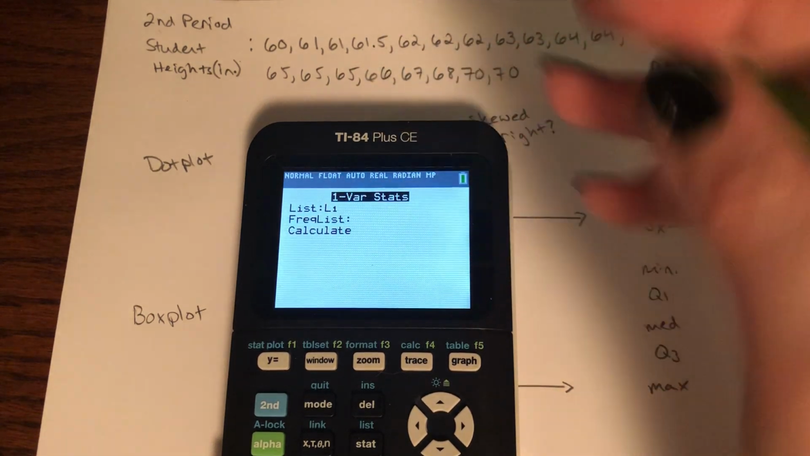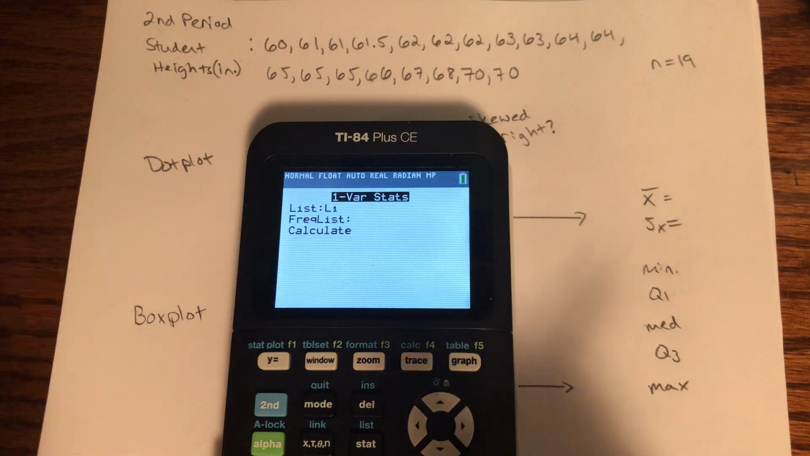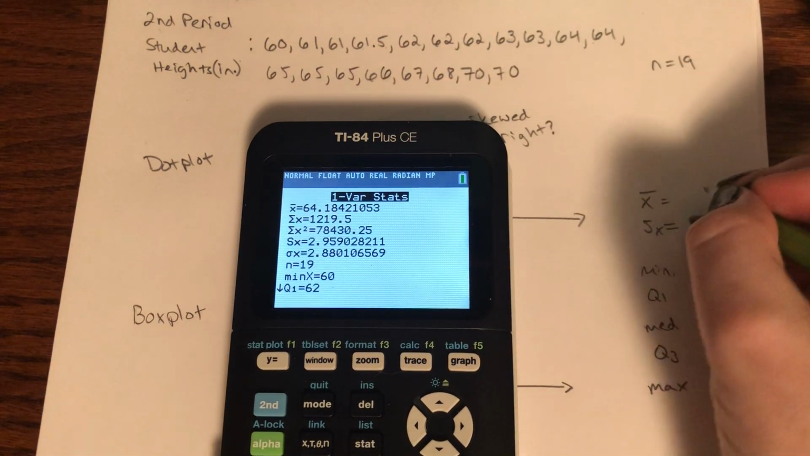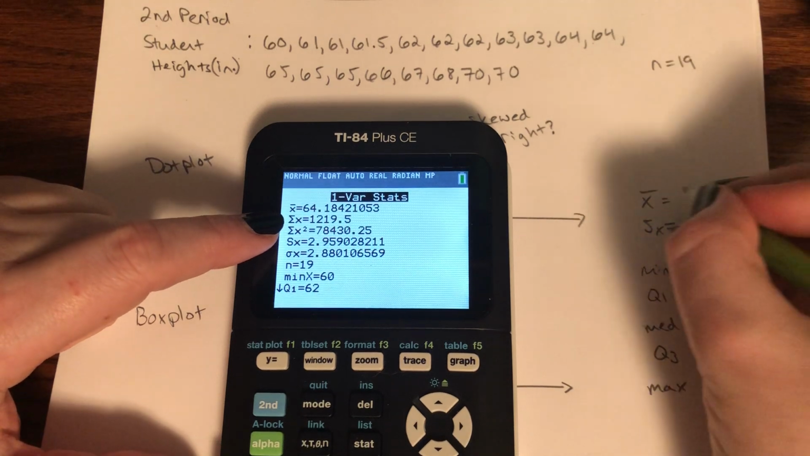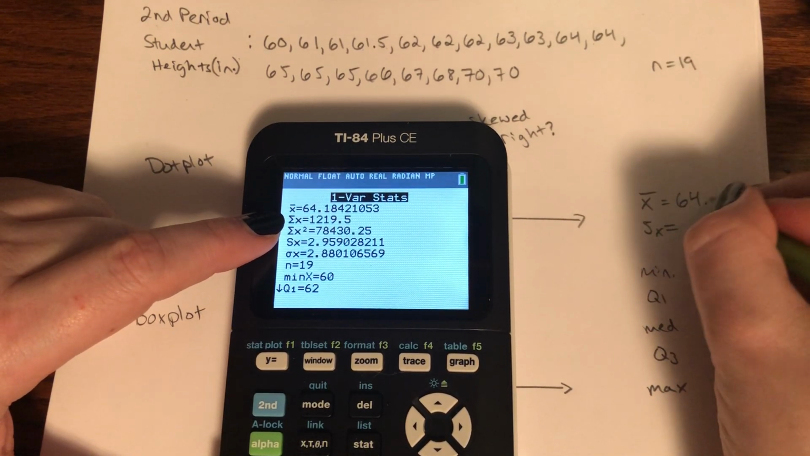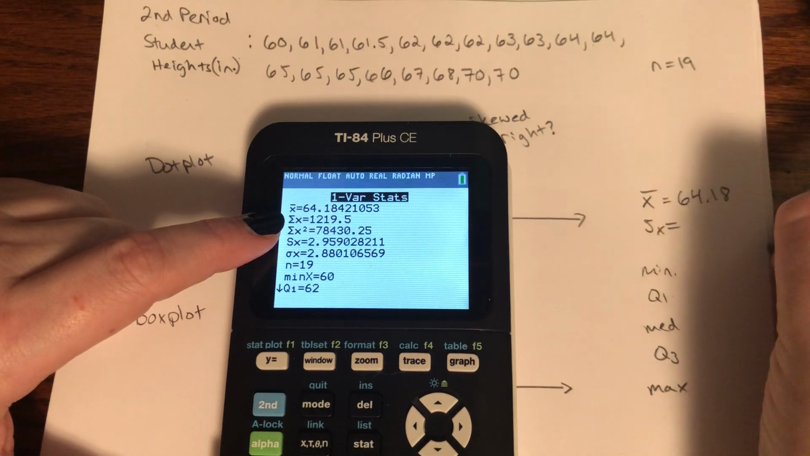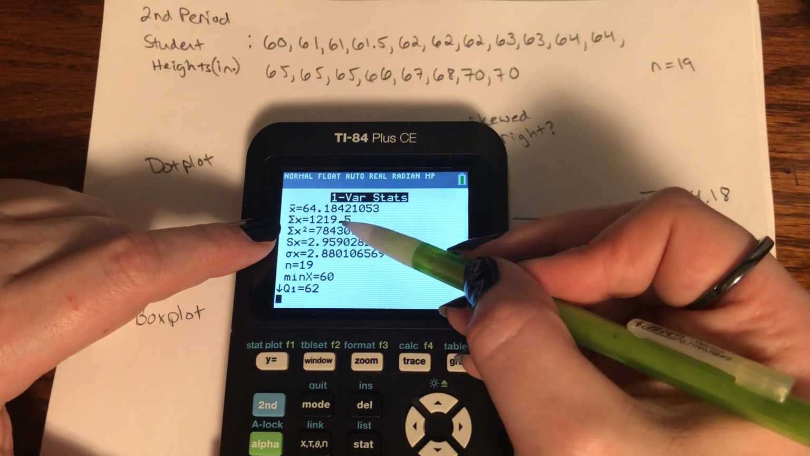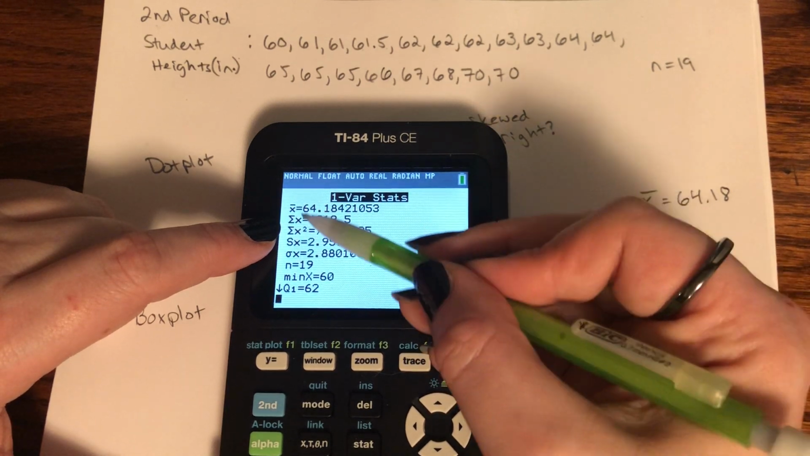And so I'm just going to use list 1. I'm going to skip the frequency list and go to Calculate. Now, what this just gave me is the top number, which is my mean. So x bar represents the sample mean, 64.18 approximately.